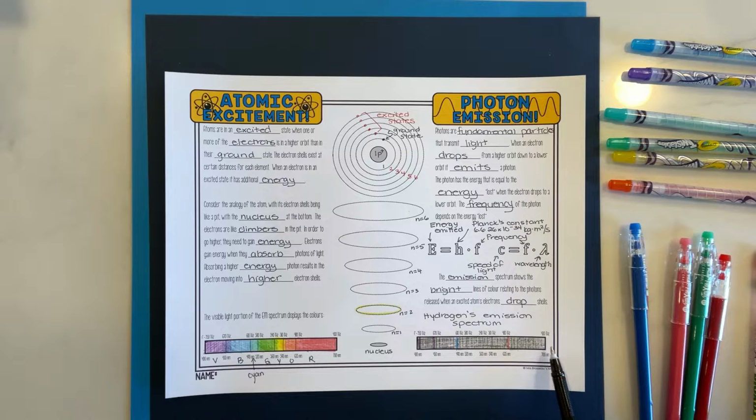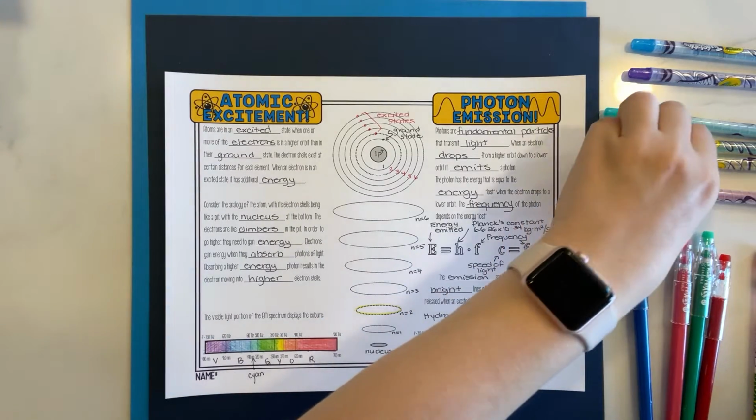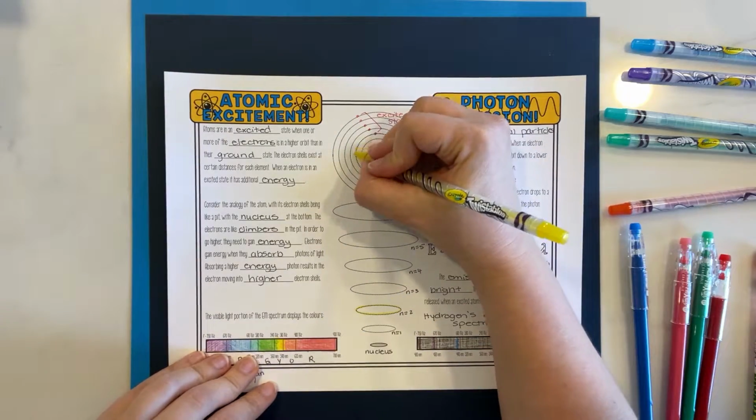There are emission bands in the infrared in this section and in the ultraviolet, but I don't include those with my students because they cannot see them. I mention them, but they can't see those lines, so I don't really get into that as much. And that's why I'm focusing mostly here on n equals 2. I'll highlight that up here.